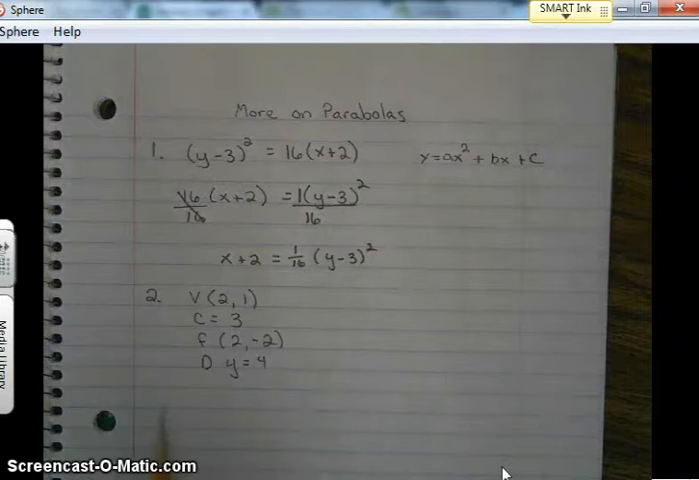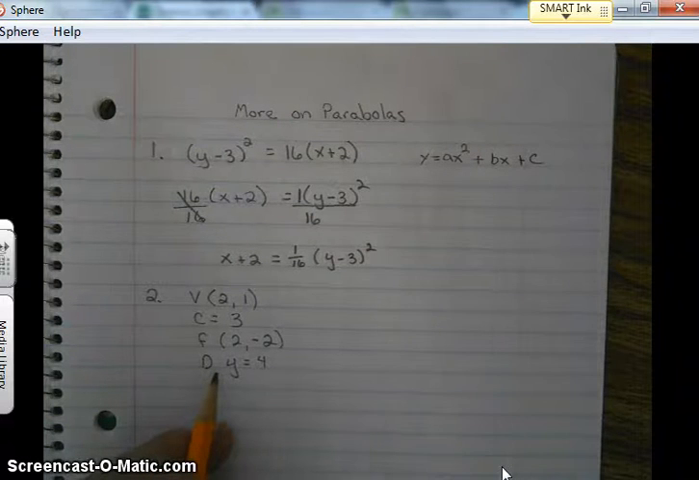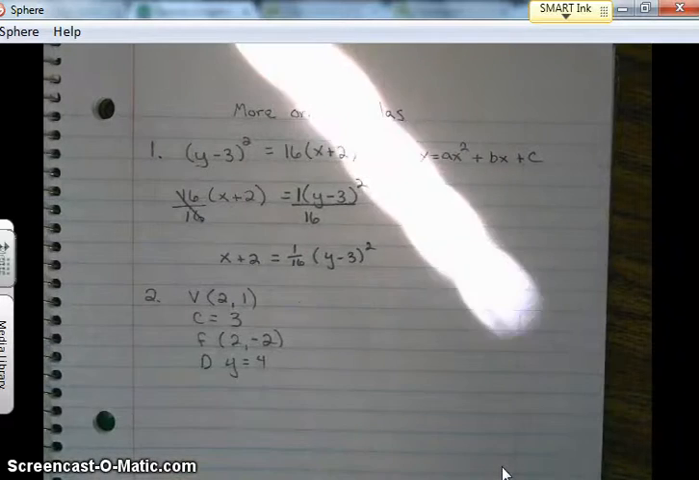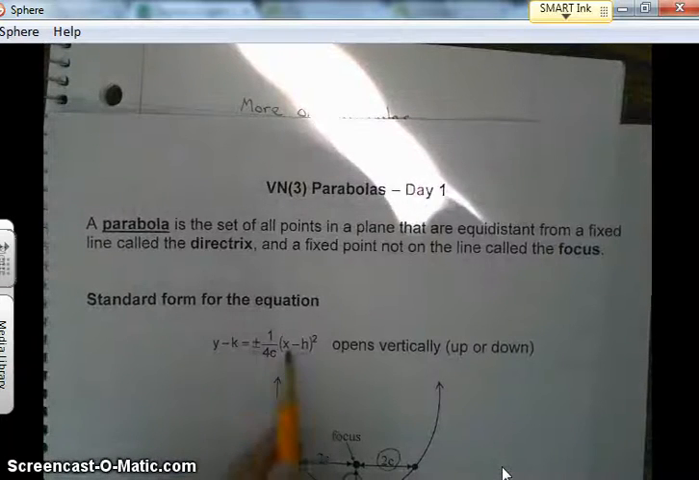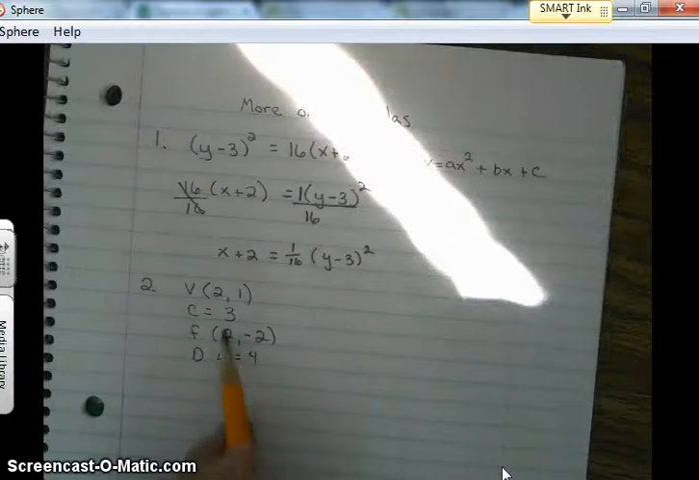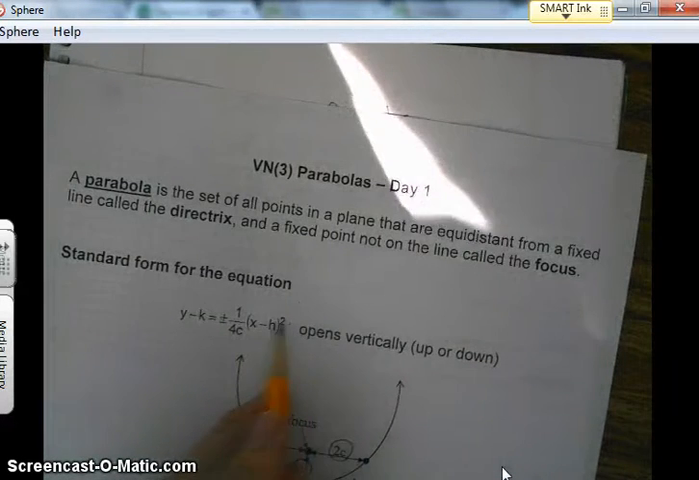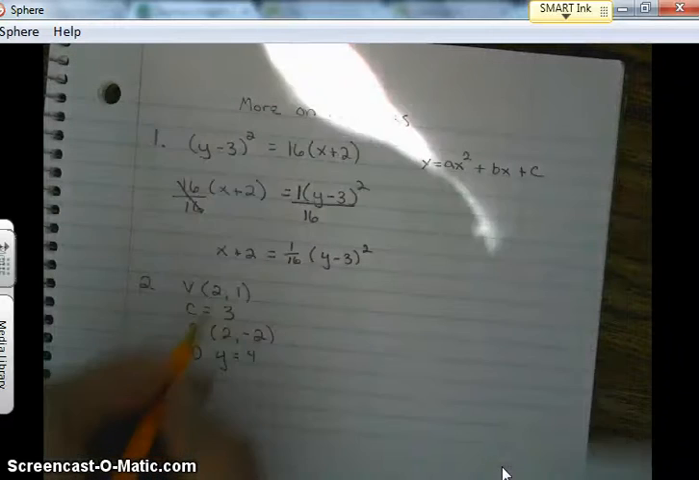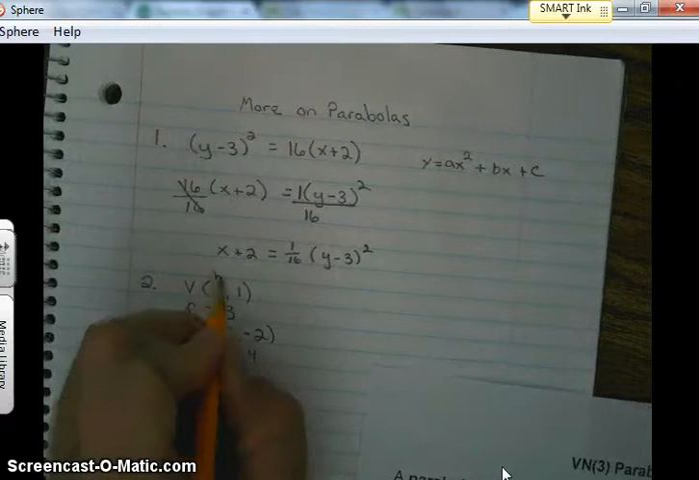Now, we have all the information that we need so that we can write the equation. So this is going to be in the format... it's opening down, so yes, the x is going to be squared. So y minus k equals, and then we're going to calculate this, and then x minus h squared. So we're going to use this format. Okay? So don't forget that this is h and this is k.